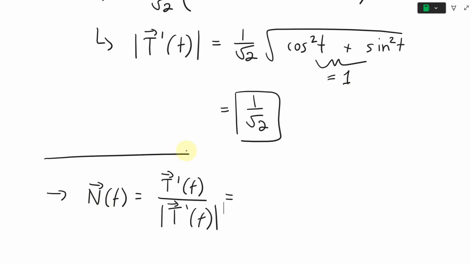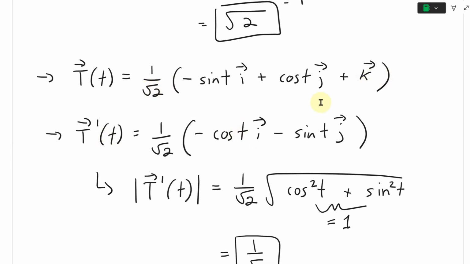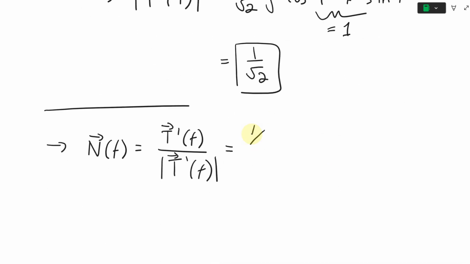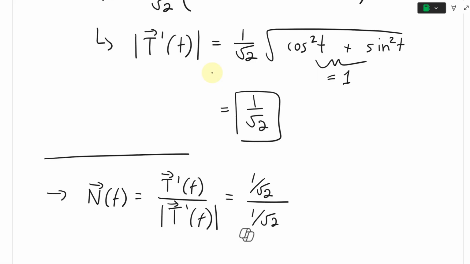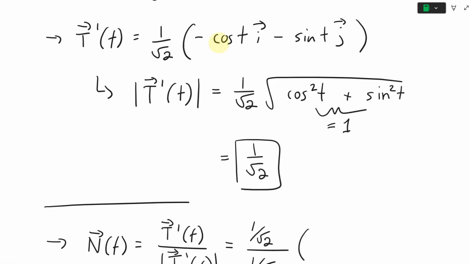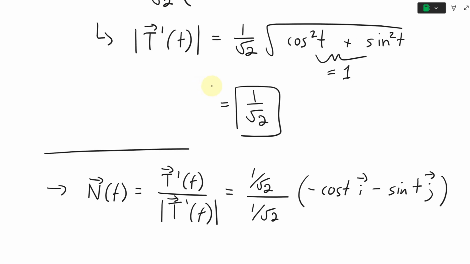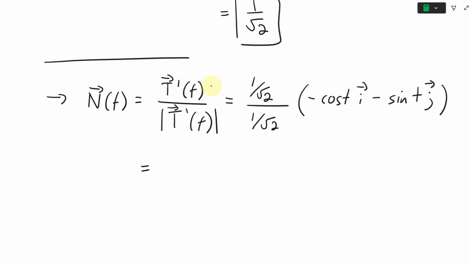And this equals, the top part is actually not that one, it's this one right here. And then we're going to divide that. So what we're going to get is 1 over square root 2 divided by 1 over square root 2. That's the bottom one, and this is 1 over square root 2 multiplied by this whole thing. So these ones will just cancel, and this is going to be this whole thing: negative cosine t i minus sine t j. And the k term is 0. And those just cancel.